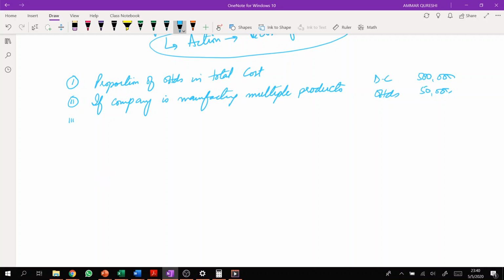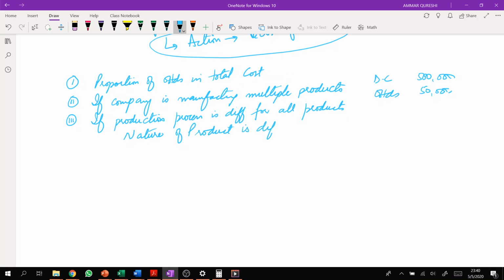Now the third thing: if the production process is different for all products, or you can say if the nature of the product is different. For example, see, it's very simple, both are the same thing. Now what do you mean by this?